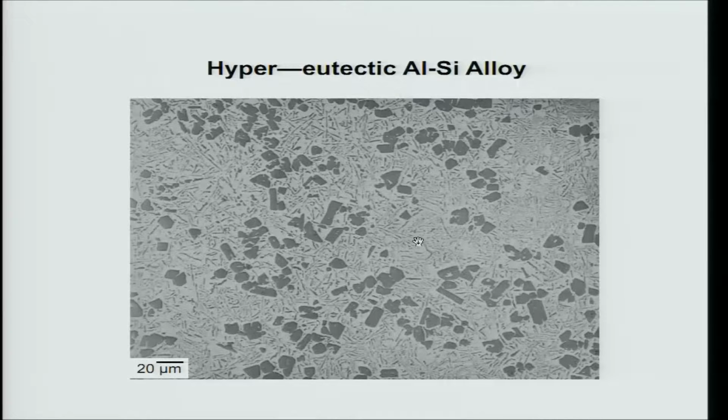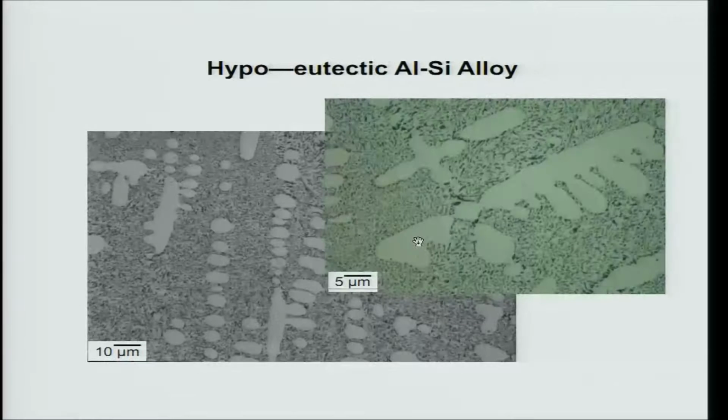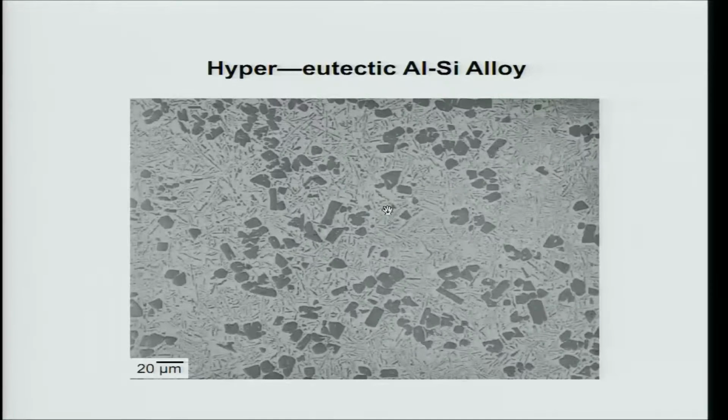So there are two different types of silicon, one is eutectic silicon, the other is primary silicon. Similarly here also you have primary aluminum and eutectic aluminum. Okay. So it is very clear that this is the way the microstructure will form in eutectic phase diagrams.